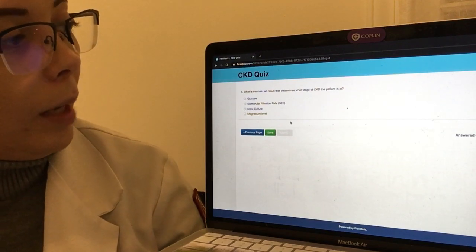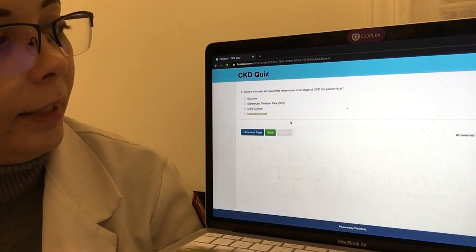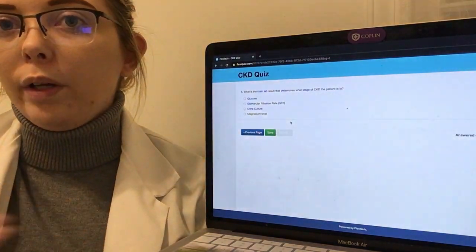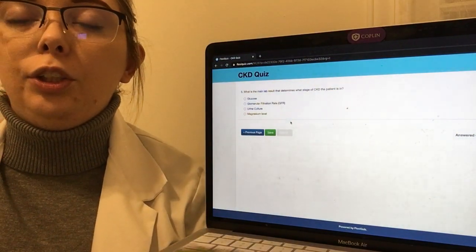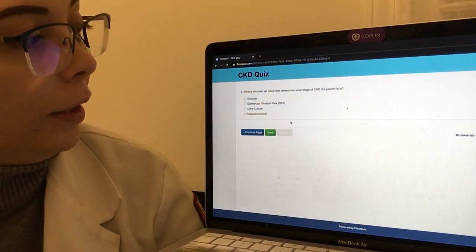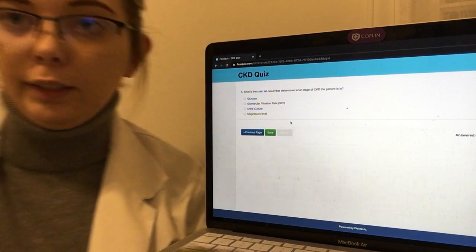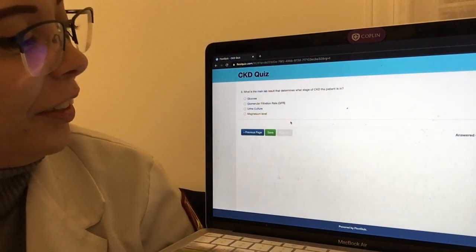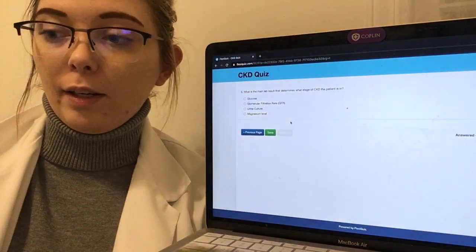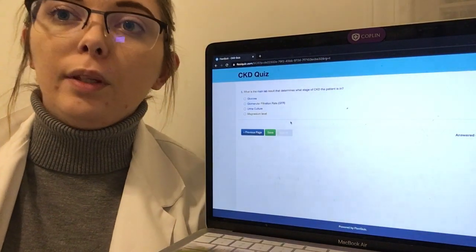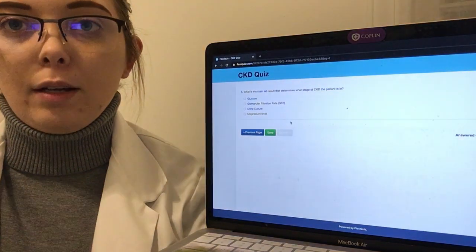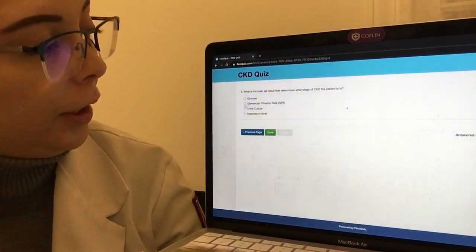And finally, what is the main lab result that determines what stage of CKD the patient is in? So again, we're looking at those different stages. What is the main factor we're assessing with these patients to determine what stage of chronic kidney disease they are in? We have glucose, the glomerular filtration rate, which is the GFR, it's a lot easier to say, urine culture, and magnesium level. So these you can break down because we do check for a magnesium level because that deals with the electrolytes, but what we are using to analyze what stage they are in of chronic kidney disease is the GFR.